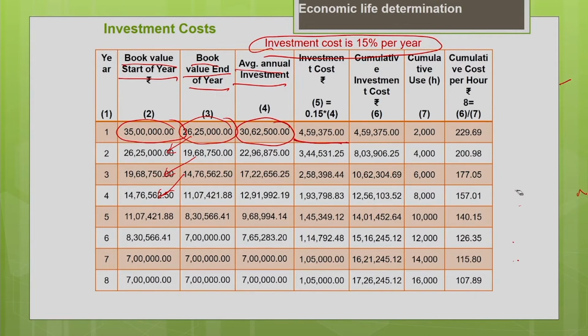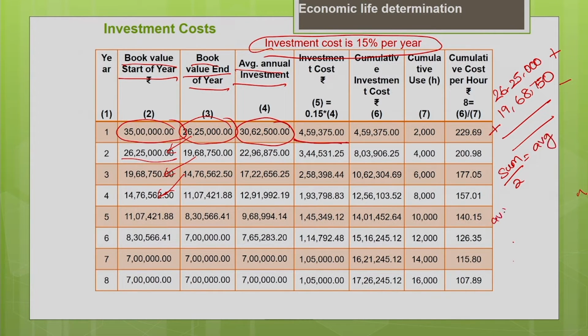Now the average book value for the second year, same way. The book value at the beginning of the second year is 26 lakh 25,000, plus 19 lakh 68,000, the book value at the end of the year. Now you add it, then the sum you divide by 2, you will get the average. That average is nothing but your 22 lakh 96,875 rupees. So this is your average book value.